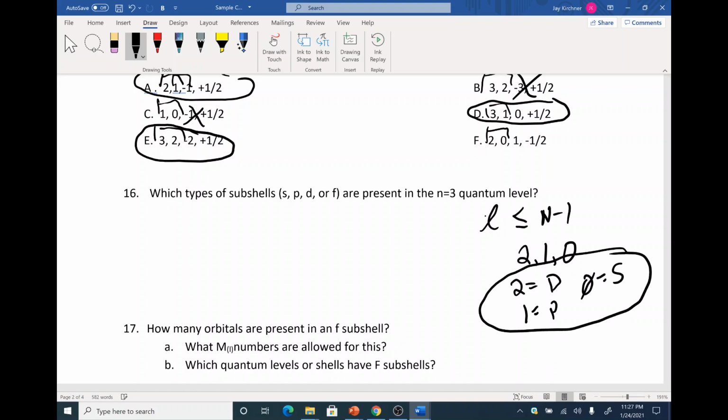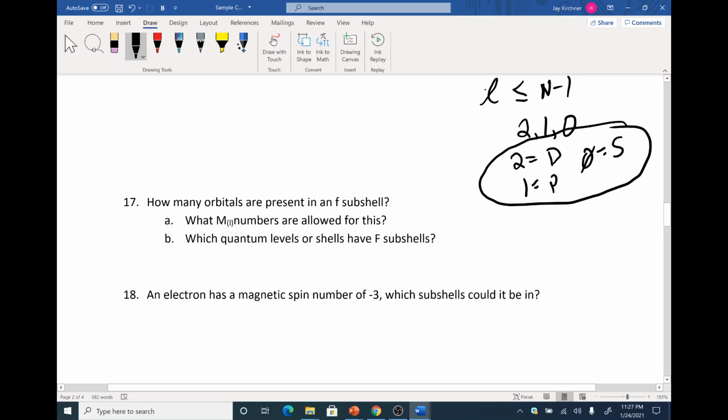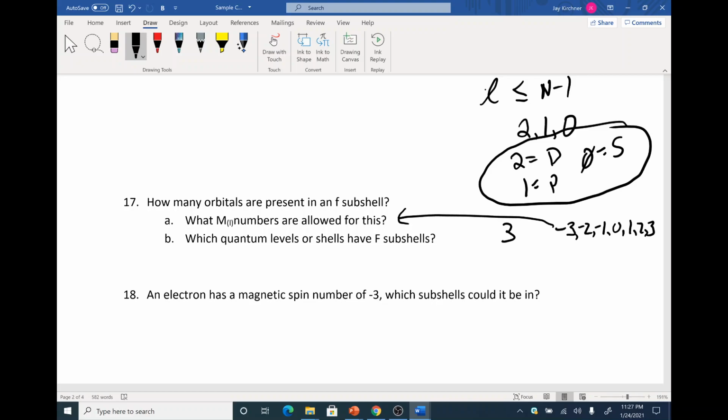There we go. How many orbitals are present in an F shell? Well, what is F? F is 3. What are the orbitals? -3, -2, -1, 0, 1, 2, and 3. So those are your numbers. Which quantum levels or shells have F shells? Well, if your L is 3, and L is less than or equal to n-1, you're going to get that n has to be at least 4. So we're going to put 4 here and up.